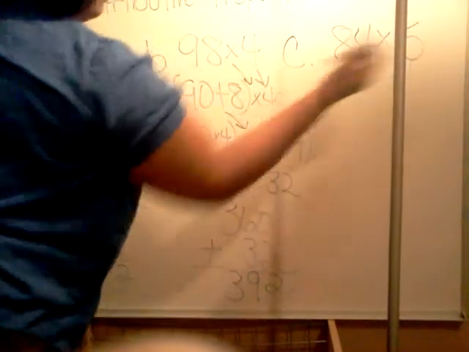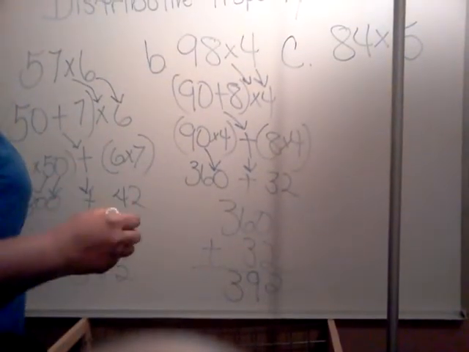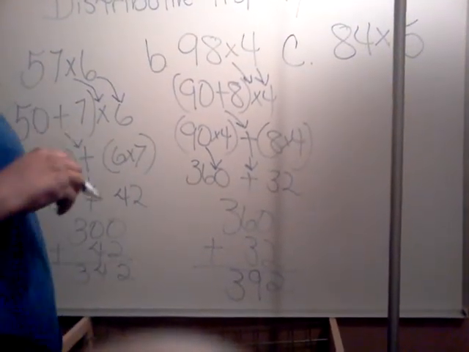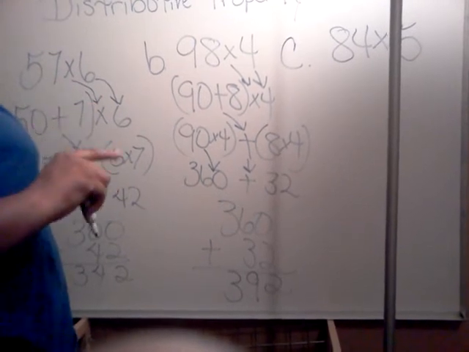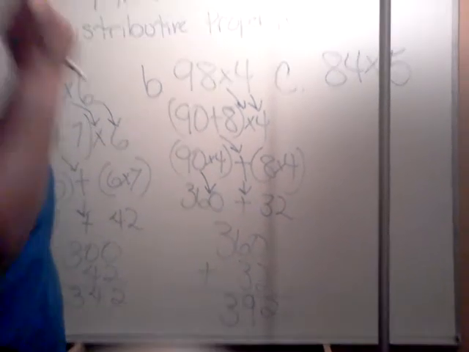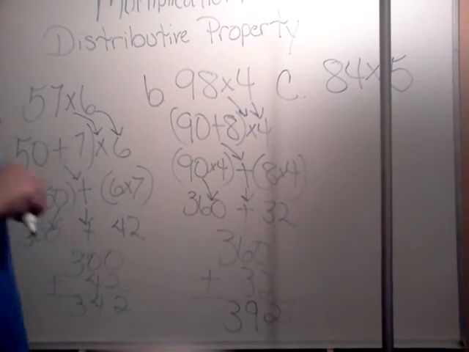Okay, why don't you try C on your own, which is 84 times 5. 84 times 5. Try it on your own. Pause the video here. Do it, and then come back and push play on the video and see if you got it right.